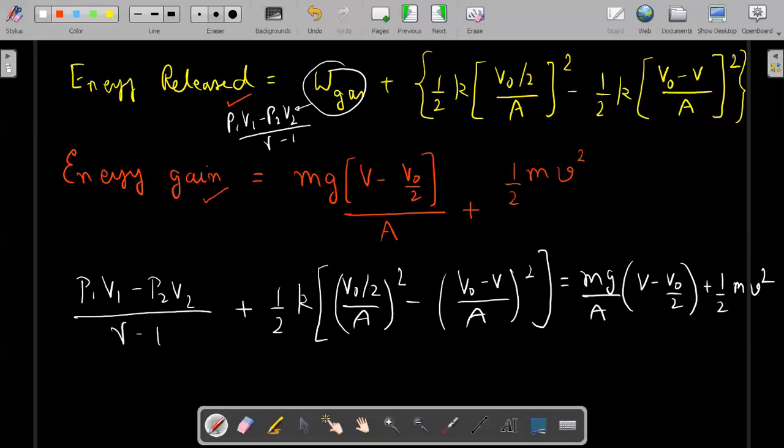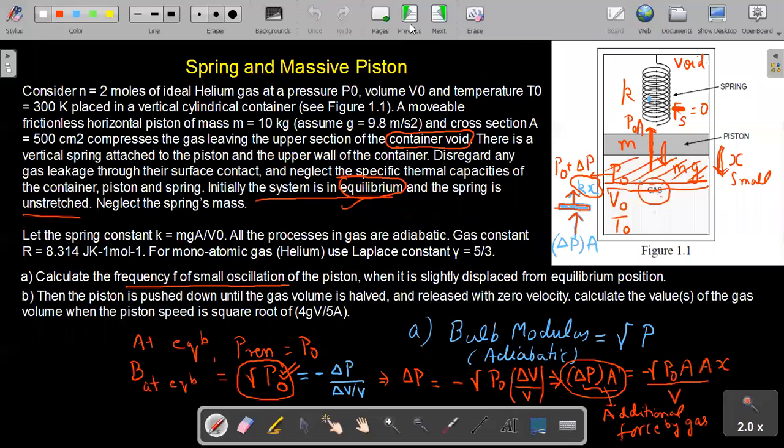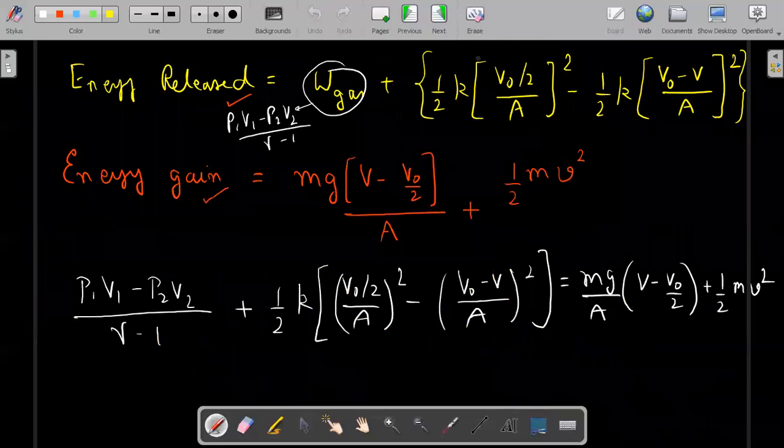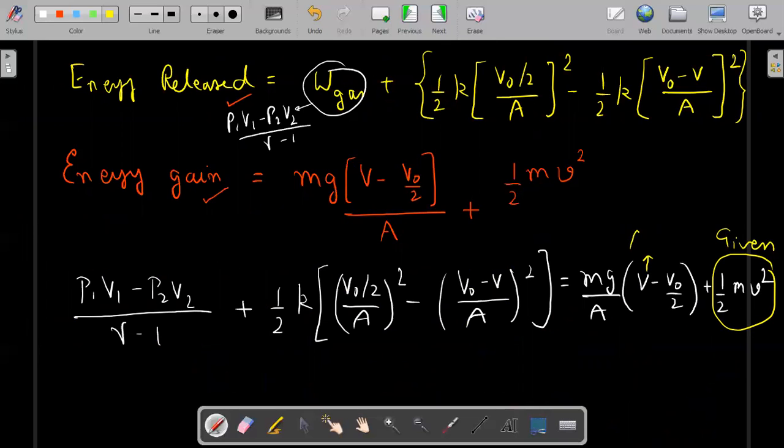Now, if we look at the language of the problem, the information given is the speed of the piston. The speed of the piston is given as square root of 4g V naught by 5A. I repeat, this V is actually V naught. So the speed of the piston is given in this question. That means this portion is a given parameter. This volume is required; we have to solve for it. V naught is already given in this question. This V is required.